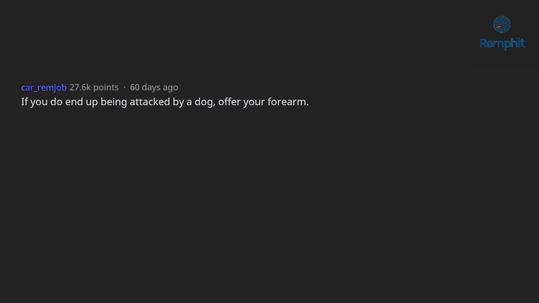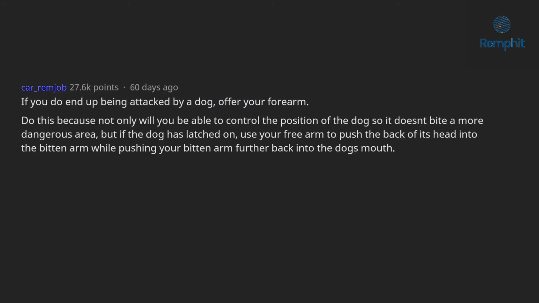If you do end up being attacked by a dog, offer your forearm. Do this because not only will you be able to control the position of the dog so it doesn't bite a more dangerous area, but if the dog has latched on, use your free arm to push the back of its head into the bitten arm while pushing your bitten arm further back into the dog's mouth. This will make the dog let go.